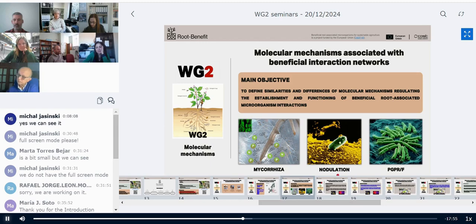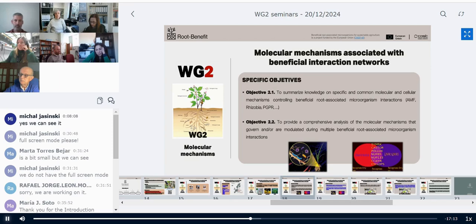The main objective of this Working Group 2, related to the molecular mechanisms, is to define what is similar and different between the different beneficial associations. As you know, the best known associations are mycorrhizal and nodulation, but also beneficial rhizobacteria and beneficial fungi. So the idea is to get some ideas about what is similar, what is different, and how we can explore the possible interactions among them.